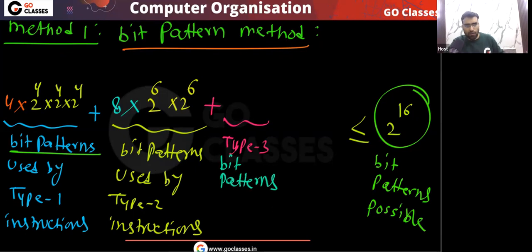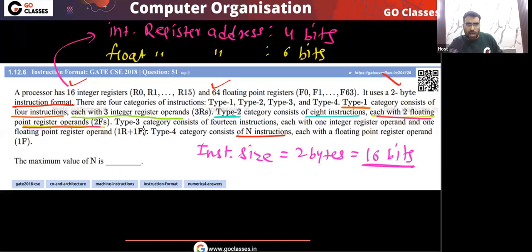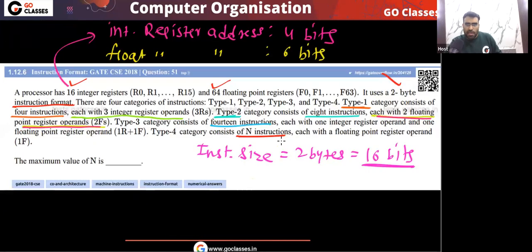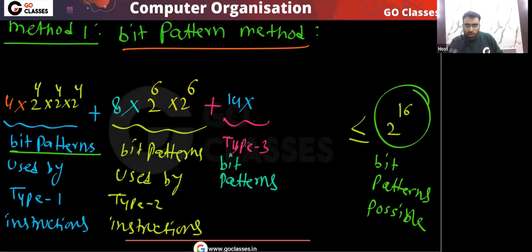What about type 3 bit patterns? You can see how many type 3 instructions we have: 14. A particular type 3 instruction has 1 integer register operand and 1 floating point register operand. So a particular type 3 instruction will consume how many bit patterns? Very simple: 2 power 4 multiplied by 2 power 6.